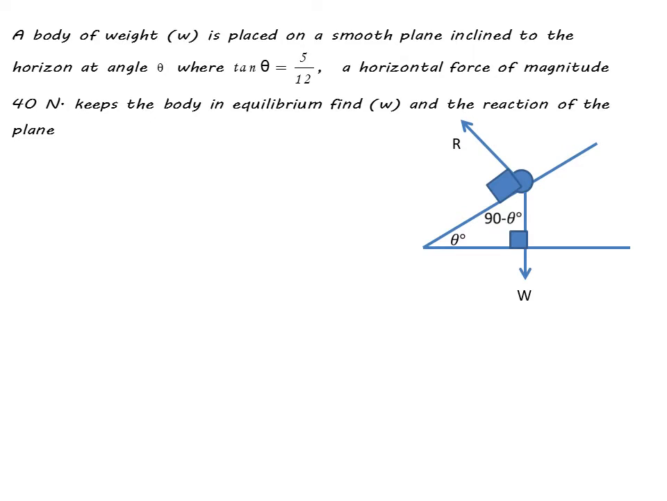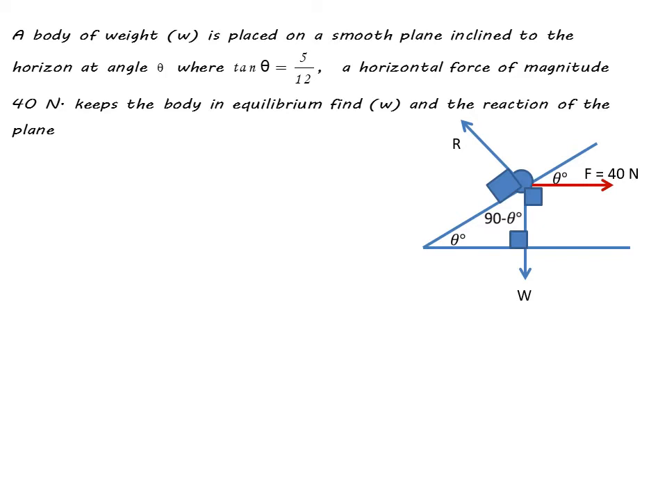A horizontal force of magnitude 40 Newton. Horizontal makes a 90 degree to any vertical line. That means the angle between F and W equal 90 degree. To keep the body in equilibrium, find W and the reaction. And we have that tan theta equal 5 over 12, right? That means the opposite over adjacent will be 5 over 12.